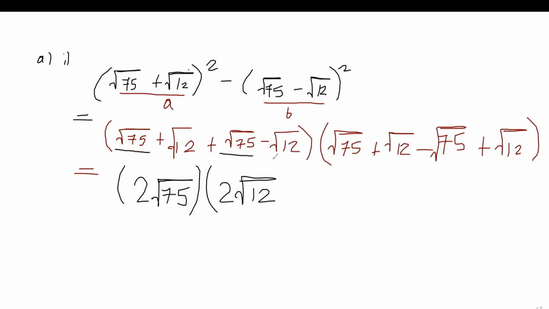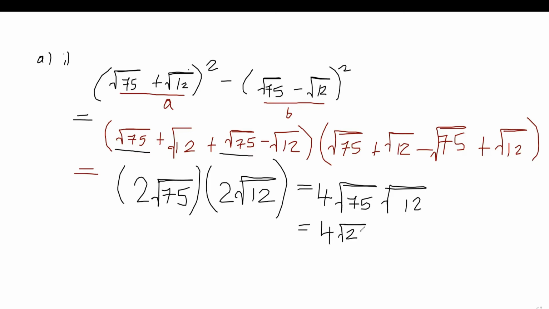Now, it said we're not supposed to use our calculator, so we can't even put it in our calculator here. So what we have to do is say 2 times 2 is 4. Then we get 4 times the square root of 75 times the square root of 12. Then we have to use thirds and break this down. 75 is 25 times 3, so we can write this as 4 times the root of 25 times the root of 3. Remember that 12 can be broken down as the root of 4 times the root of 3.